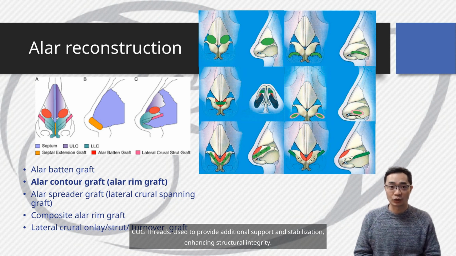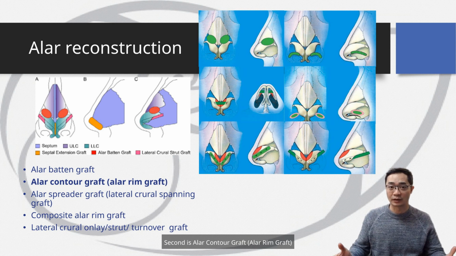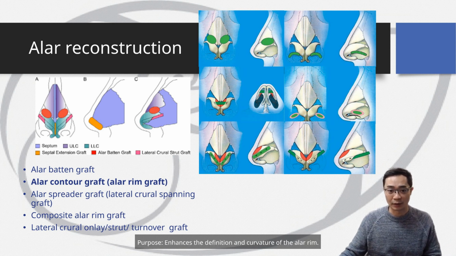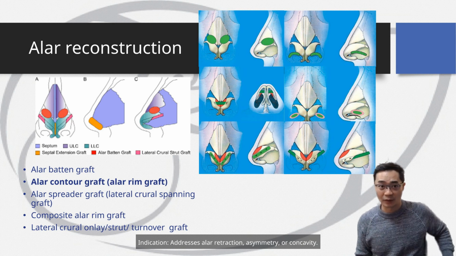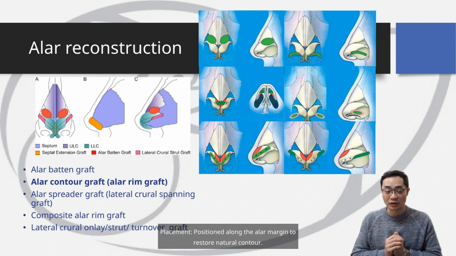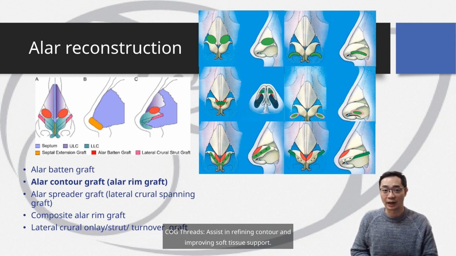Second is alar contour graft, alar rim graft. Purpose: enhances the definition and curvature of the alar rim. Indication: addresses alar retraction, asymmetry, or concavity. Placement: positioned along the alar margin to restore natural contour. COG threads assist in refining contour and improving soft tissue support.